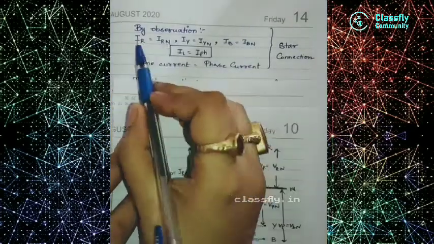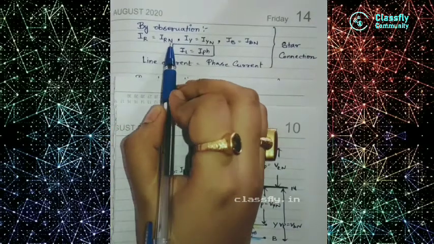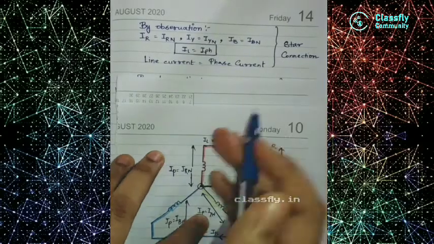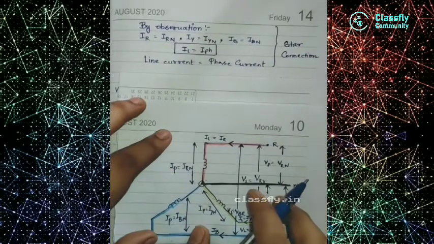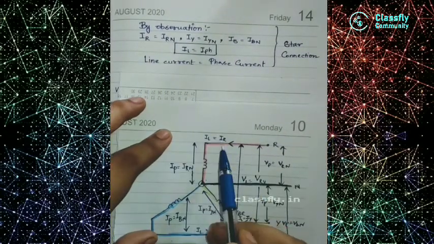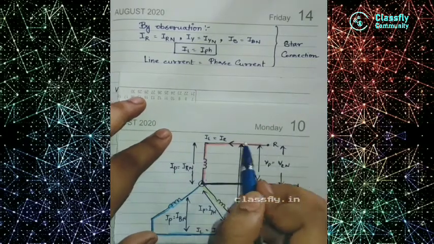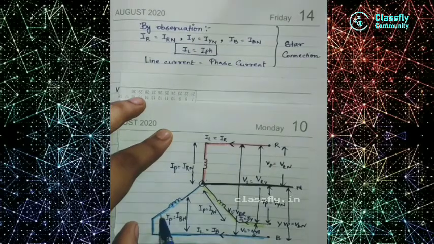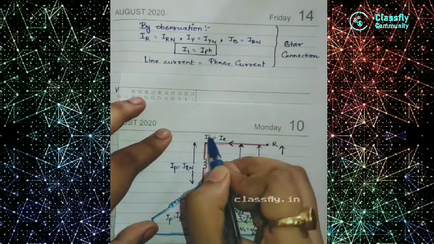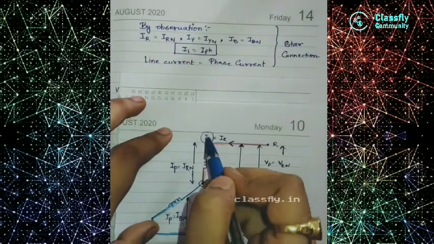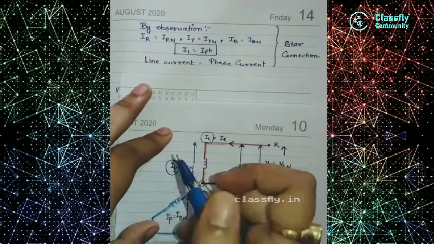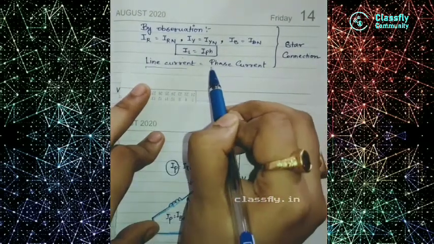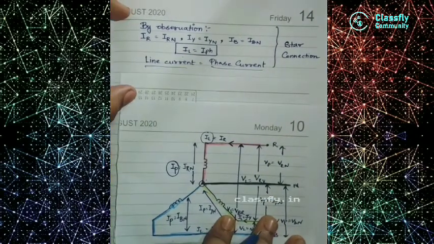Now see, it says by observation, IR is equal to IRN, IY is equal to IYN, IB is equal to IBN, and this is for the star connection. So this is a star connection, right? This is IR and this is IRN. That means current is moving like this. Similarly for the yellow line also current is moving like this, and for the blue line also, right? So that means our line current is equal to our phase current. So we can write IL is equal to IPH for the star connection. That means line current is equal to our phase current. So I hope you understood this observation.